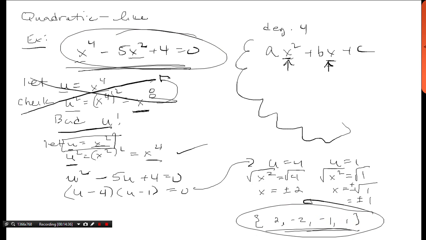All right, let's erase this. Here's another one I want to talk about. This one is called radical equations. Here's an example for you: the square root of 2x minus 3 plus x equals 3. Now, the idea is that we have to undo this radical.